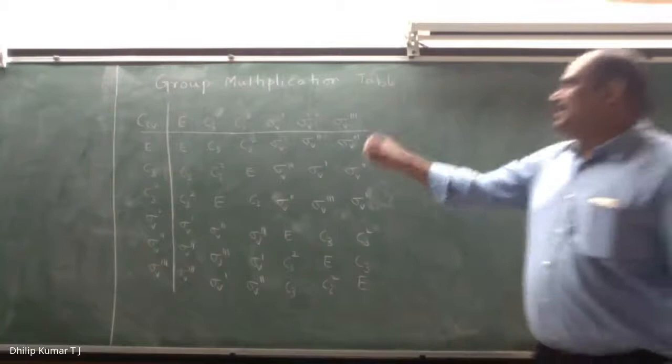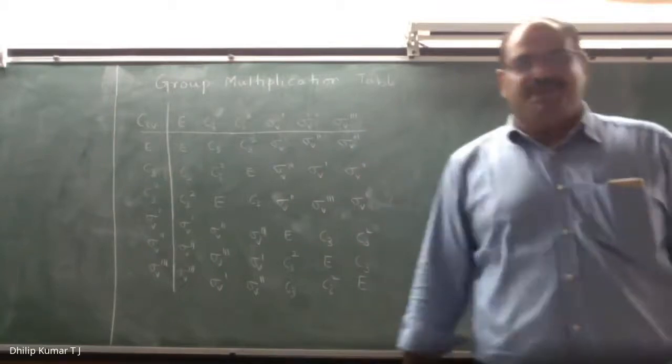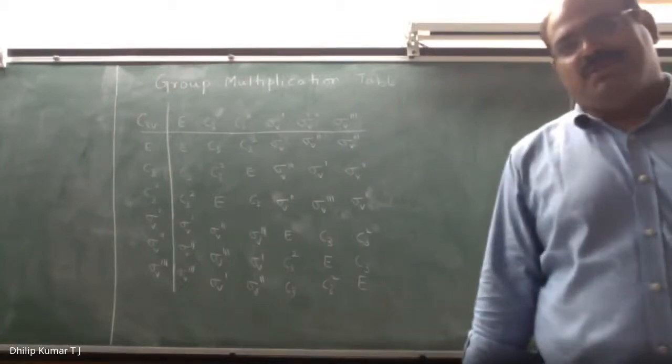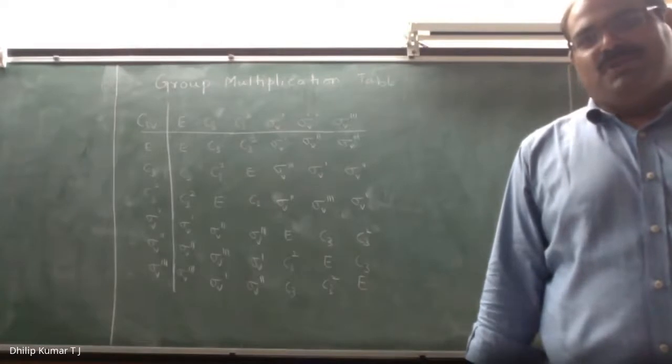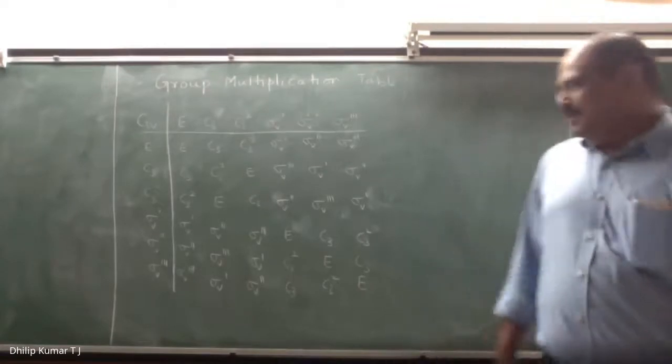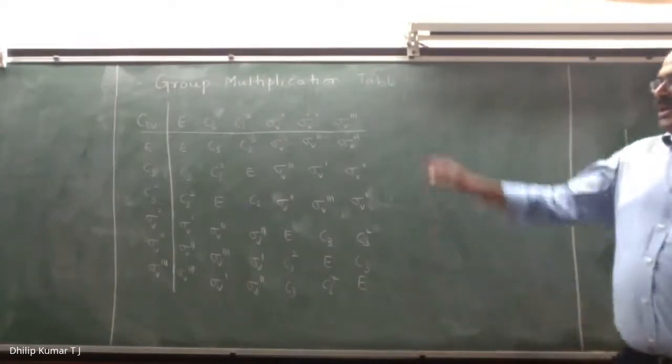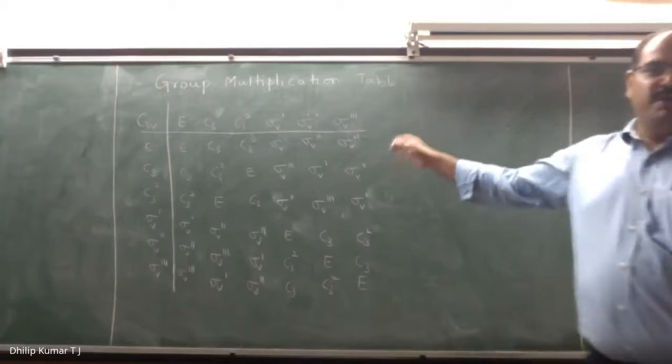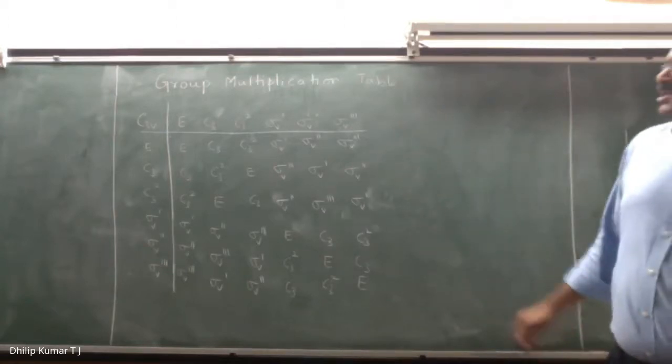I think I've already done this. Most of you have sent it. I think you have worked out, and some of you, or most of you, have sent it by email. That's good. Those who are still working can cross verify. This should be like this group multiplication table.